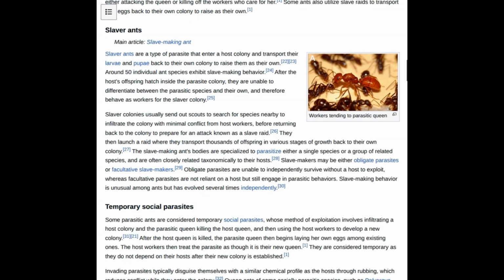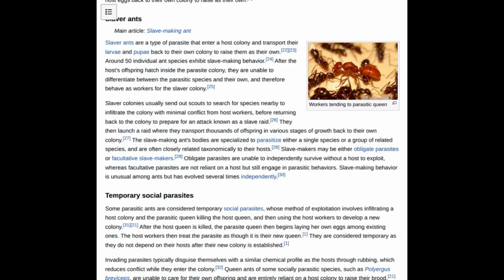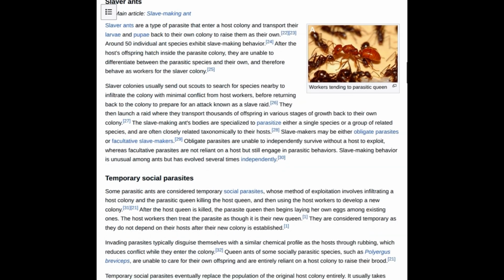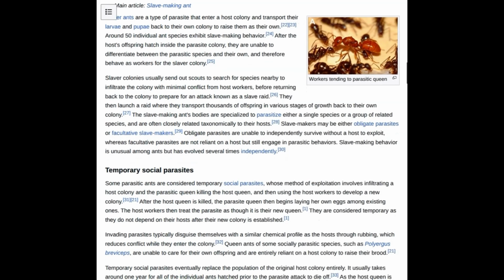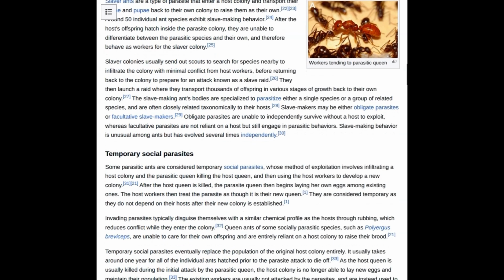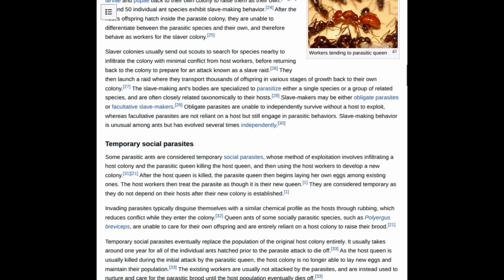Slaver colonies usually send out scouts to search for species nearby to infiltrate the colony with minimal conflict from host workers, before returning back to the colony to prepare for an attack known as a slave raid. They then launch a raid where they transport thousands of offspring in various stages of growth back to their own colony. The slave-making ants' bodies are specialized to parasitize either a single species or a group of related species, and are often closely related taxonomically to their hosts.